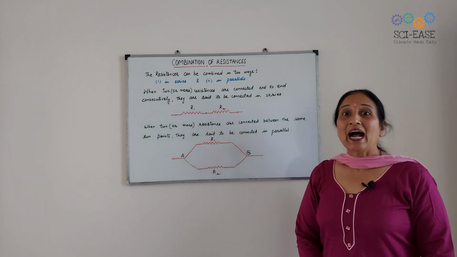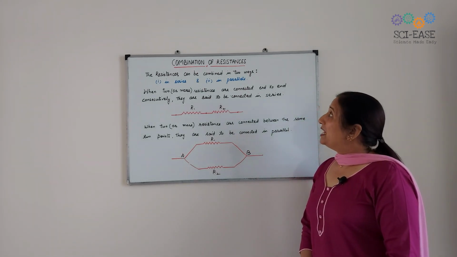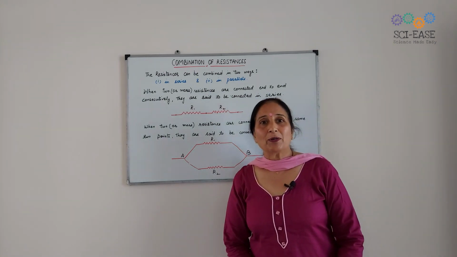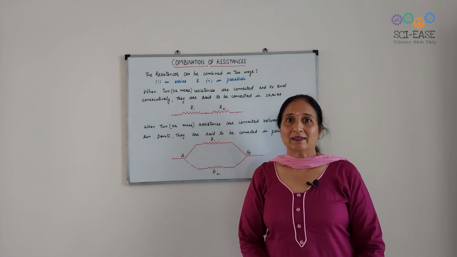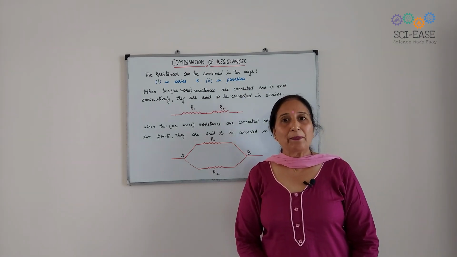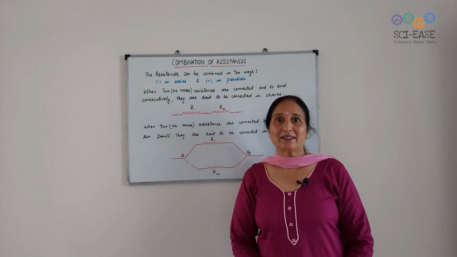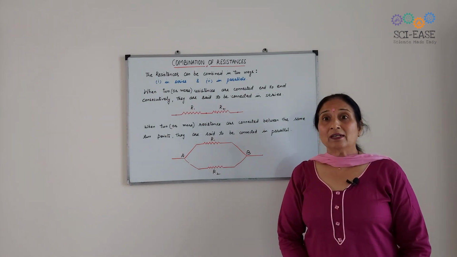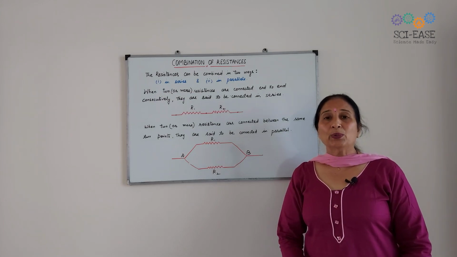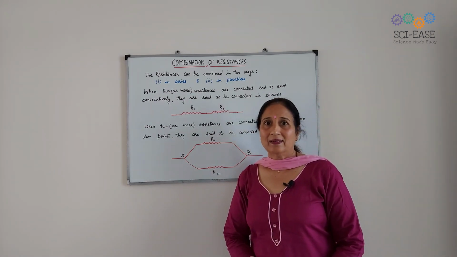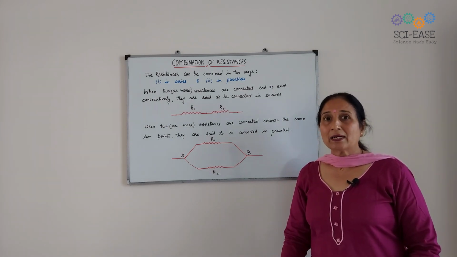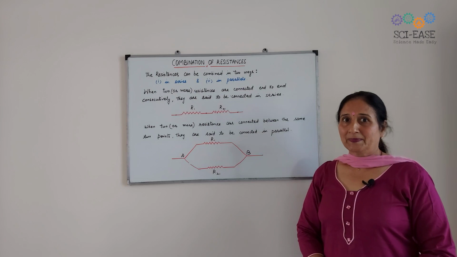In this video, I am going to discuss the combination of resistances or resistors. Apart from the potential difference, the current of the circuit depends upon the resistances also. So, in appliances like radio, television or similar things, two or more resistances can be combined together to get the required current.